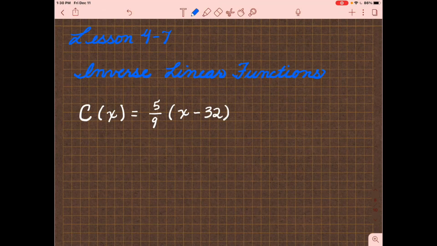Hi guys, this is lesson 4.7. It's called inverse linear functions. And in this lesson, we're going to see how to create an inverse.